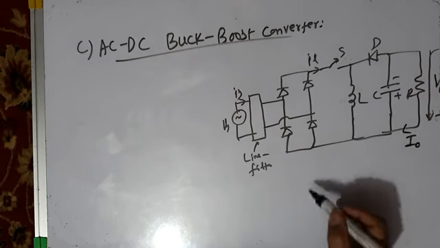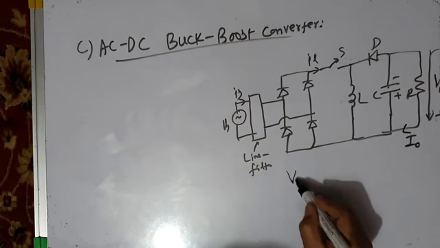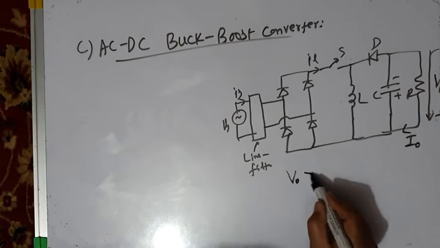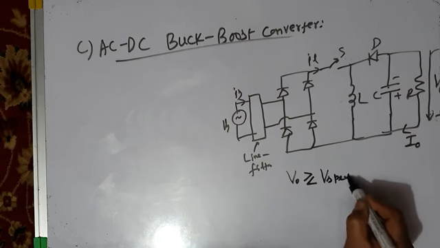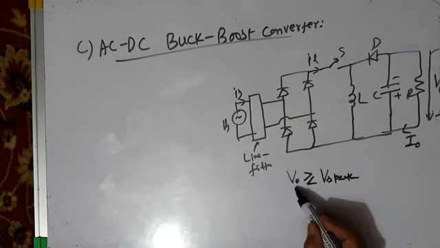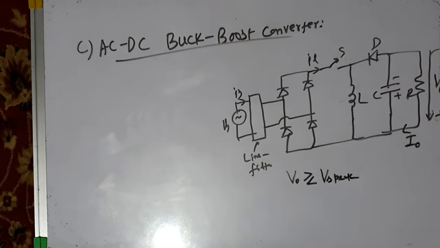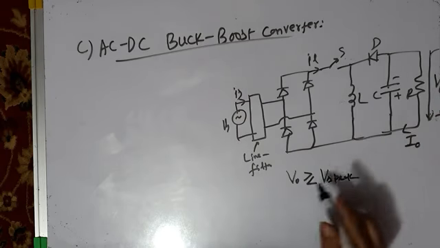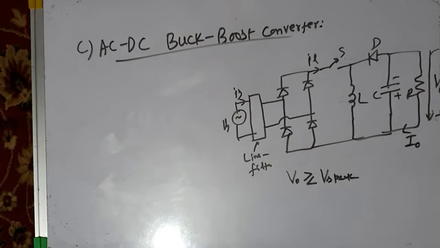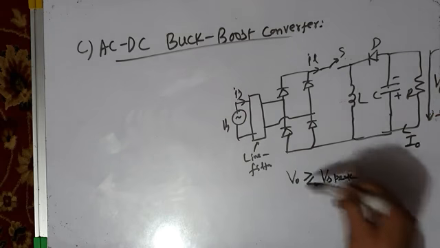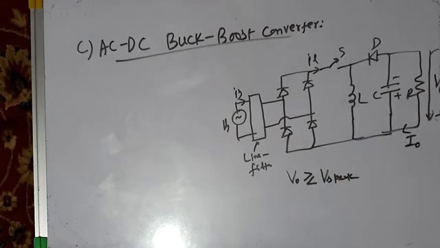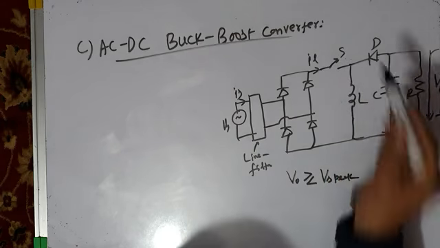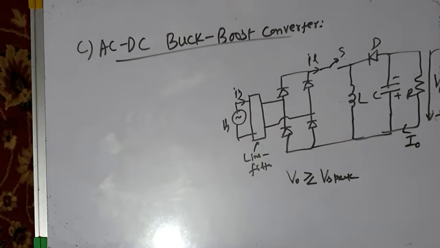Why is it called a buck boost converter? Because average output voltage is greater than or less than peak input voltage. When it operates as a buck converter, average output voltage is less than peak input voltage. But when it operates as a boost converter, the average output voltage is greater than peak input voltage. The question is, when will this operate as a buck converter? When duty ratio of this switch is less than 0.5, and when duty ratio is greater than 0.5, it will operate as a boost converter.